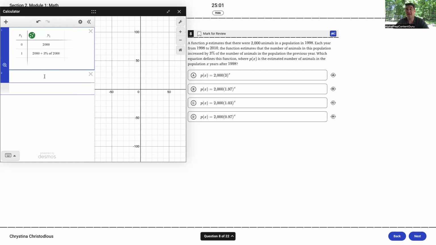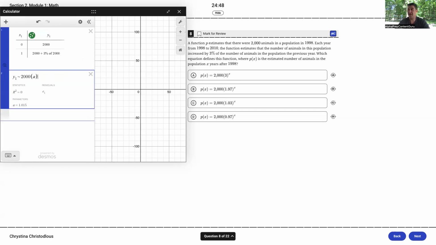I love that. Now I'm going to make a line of best fit, an equation of best fit using these. So I'm going to go y subscript 1 tilde. Then I'm going to say 2,000 because they all have 2,000. Then I'm going to say A, because I don't know what's inside here, raised to that.